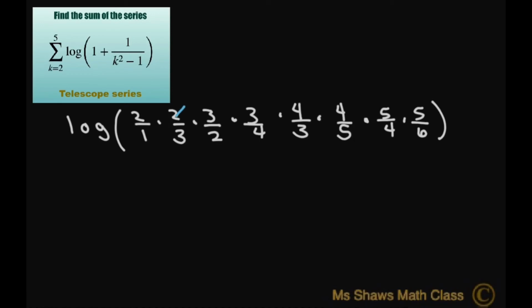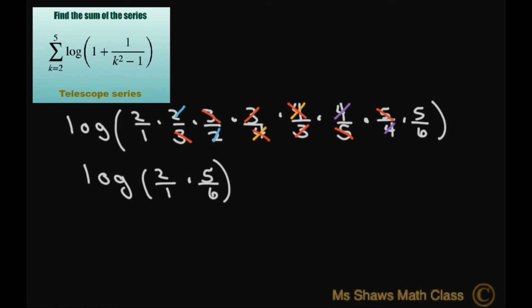This 2 cancels out with this 2. This 3 cancels out with this 3. This 3 cancels out with this 3. And then this 4 cancels out with this 4. And the 5's here, this 4 here cancels out with this 4. And therefore this 5 cancels out with this 5. What we're left with is log of 2 divided by 1 times 5 divided by 6.